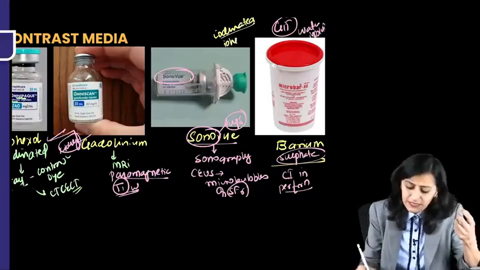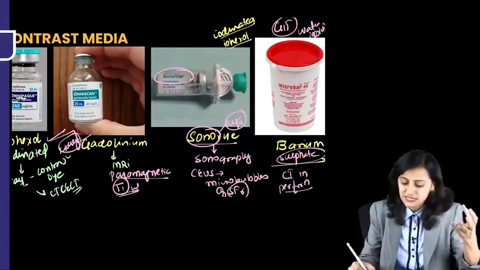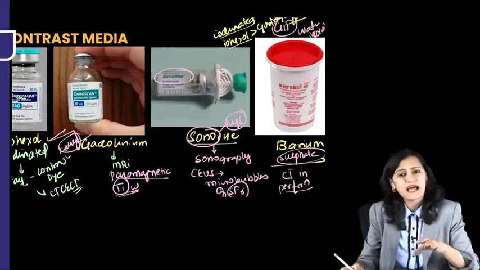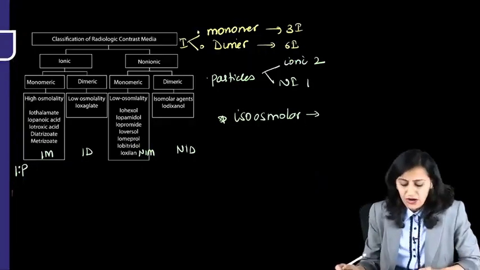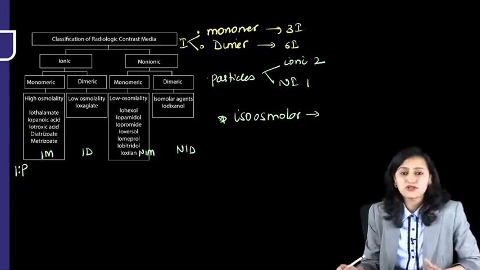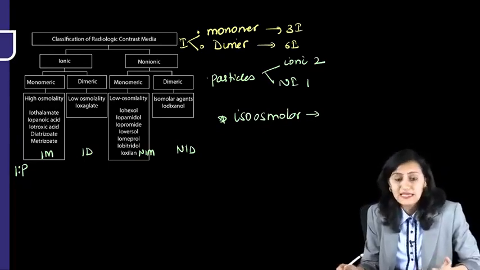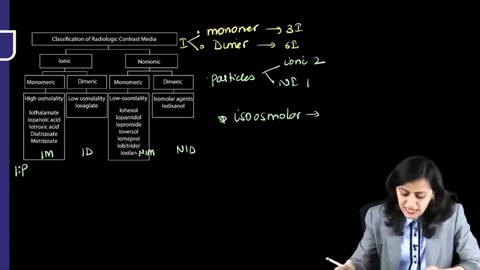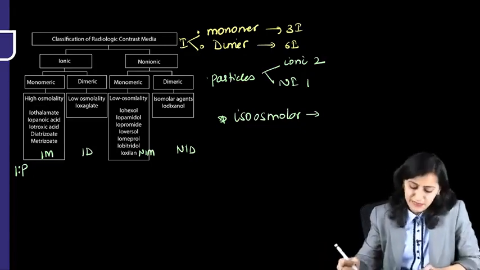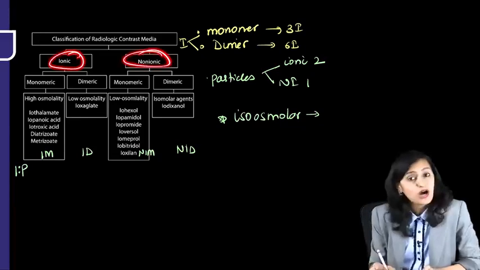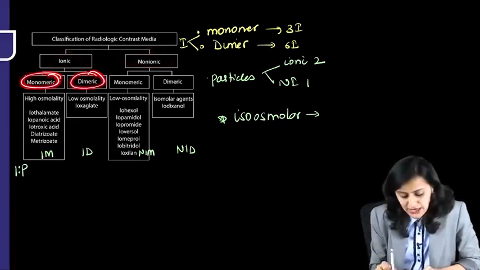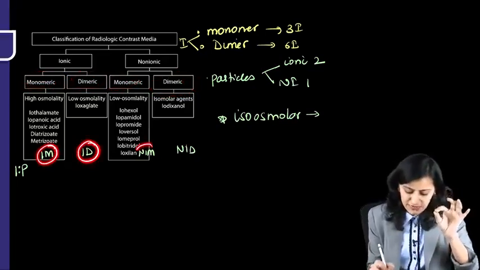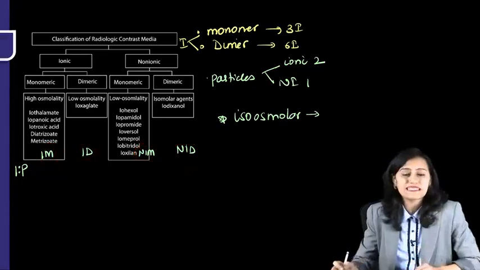What is preferred? The low osmolar non-ionic contrast iohexol is preferred over gastrografin, which is basically a brand name of iodinated contrast. Now coming to some classification of iodinated contrast media, because this can be asked in the exam: the iodine particle ratio, low osmolality, ionic, non-ionic. The iodinated contrast media can be ionic or non-ionic, monomer or dimer. So we have 4 classes: ionic monomer, ionic dimer, non-ionic monomer, non-ionic dimer.